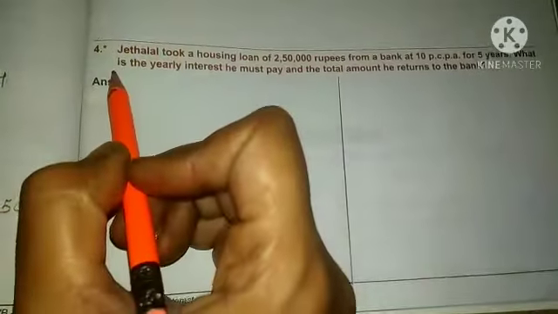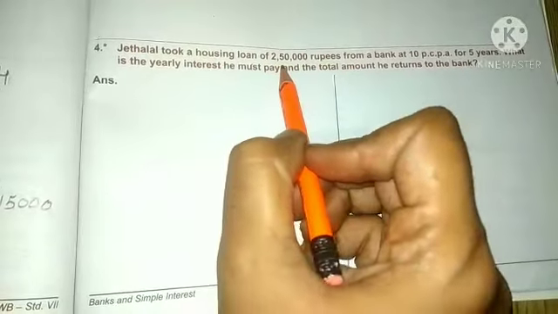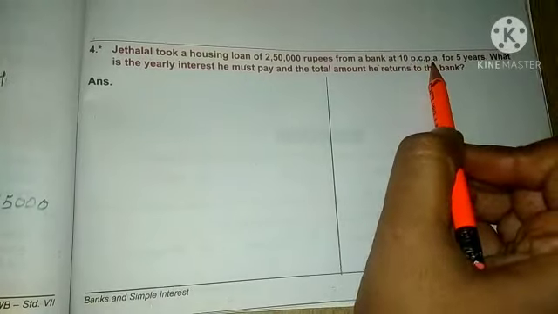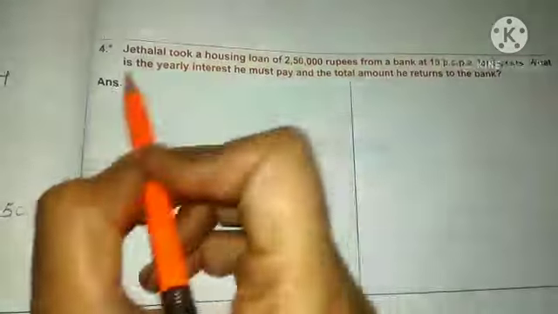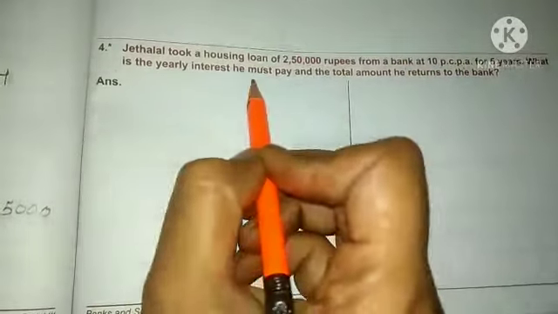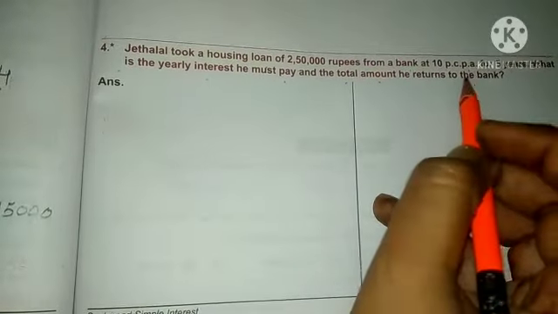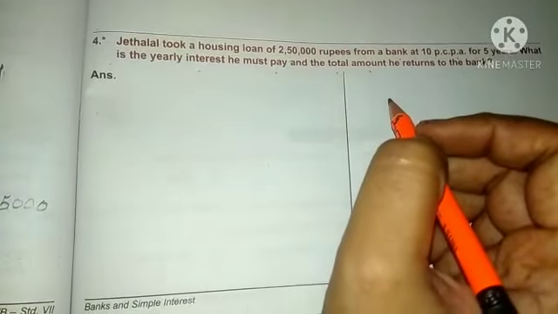See student, question number 4. Jethalal took a housing loan of 2,50,000 rupees from a bank at 10% per annum for 5 years. Clear? What is the yearly interest he must pay and the total amount he returns to the bank? Now what we have to find out in this question, student? We have to find out the yearly interest.